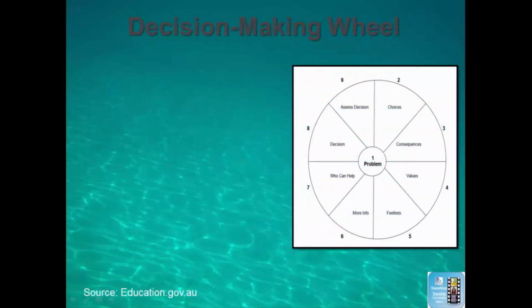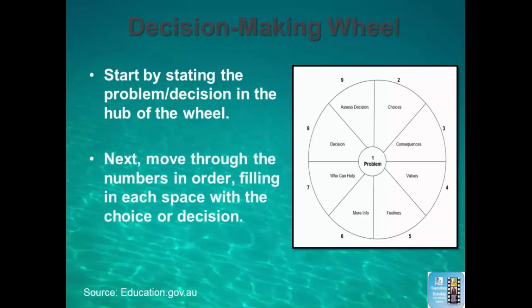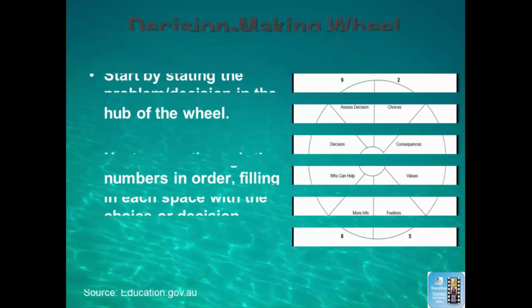In the decision-making wheel, the student would start by stating the problem or the decision they need to make in the hub of the wheel. Next, they would move through the numbers in order, filling in each space with the choice or decision.